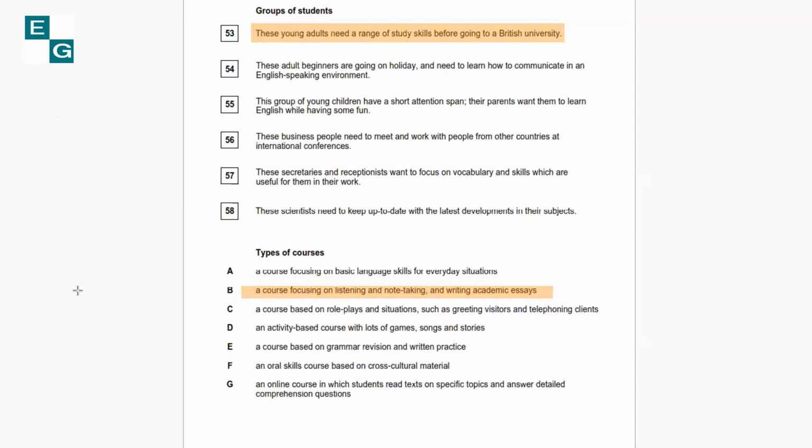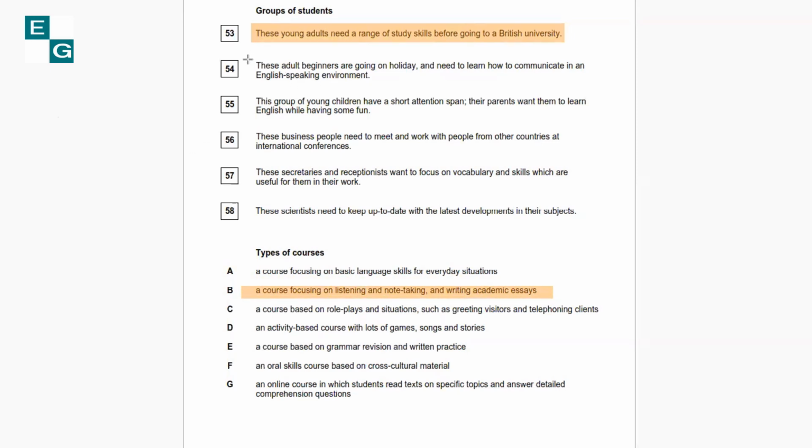You have to take notes on your lectures or lessons, university classes, and you also need to write down academic essays to justify opinions or present facts in class. So this is what you would do in your course with your students.